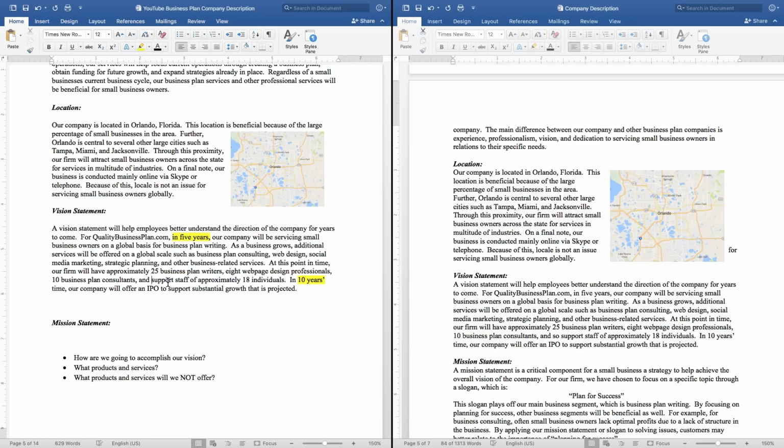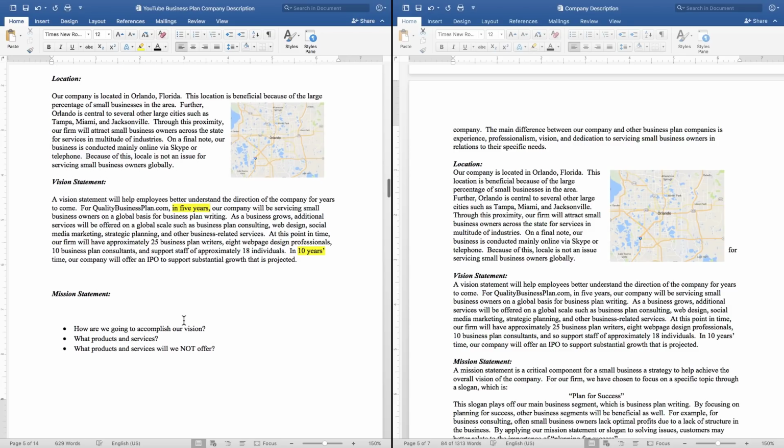That's why proofreading's there. And a support staff of 18 individuals. So this is what it's going to look like in 5 years. And then in 10 years, I could have gone into more details about 10 years. I could have put more details in 20 years. But this is a good idea as to where this is going.